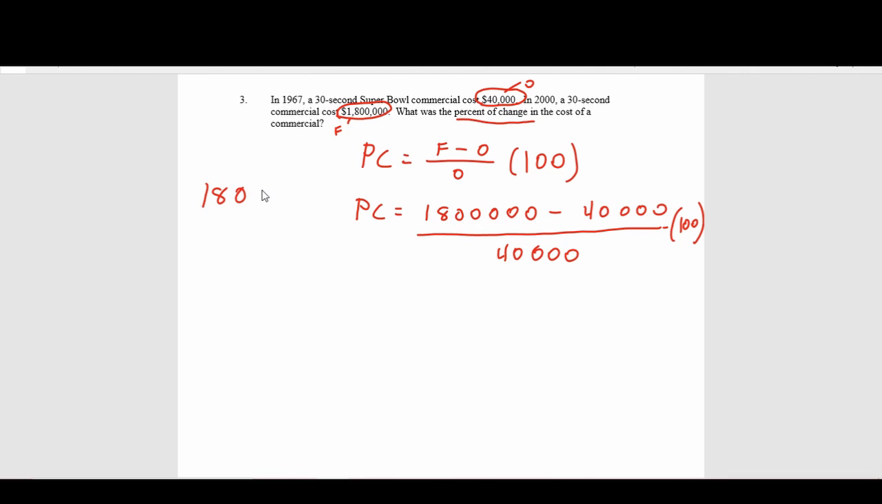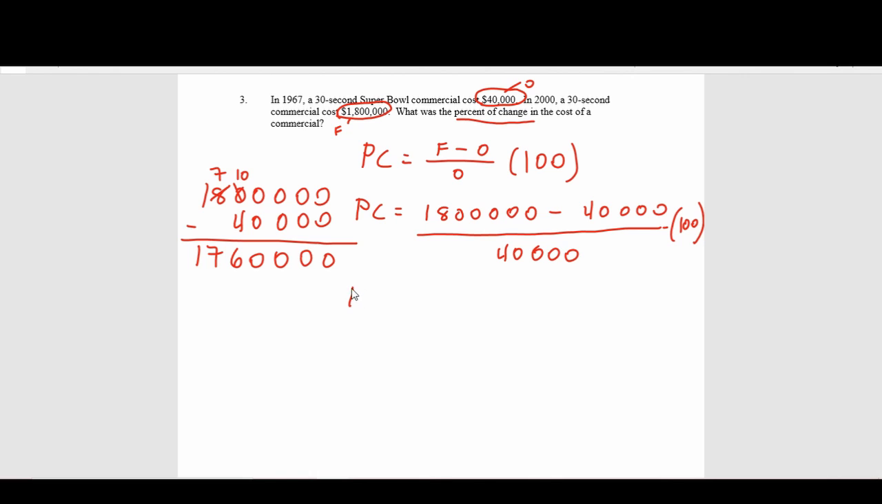I'm going to do that work off to the side. So we got 1.8 million minus 40,000. 0 minus 0 is 0. 0 minus 0 is 0. 0 minus 0 is 0. 0 minus 0 is 0. 0 minus 4 I can't do, so I have to borrow. This becomes 6. This becomes 10. 10 minus 4 is 6. 17 minus nothing is just 17.